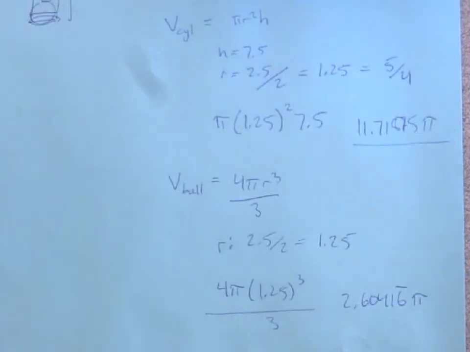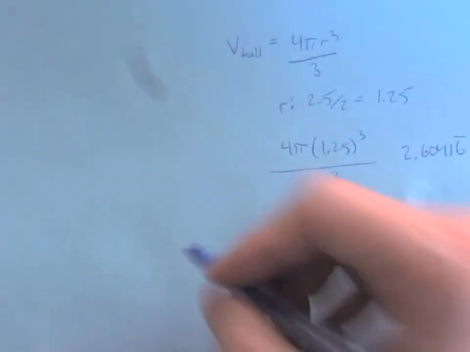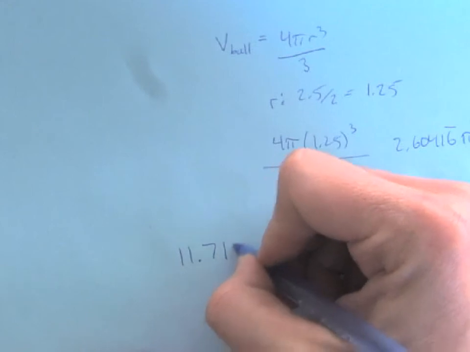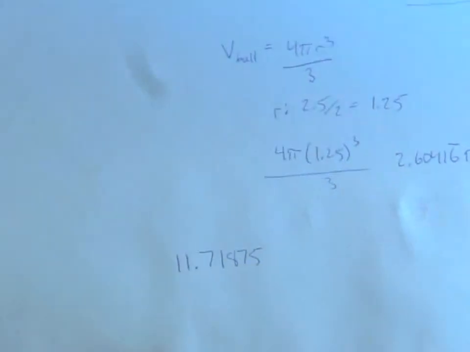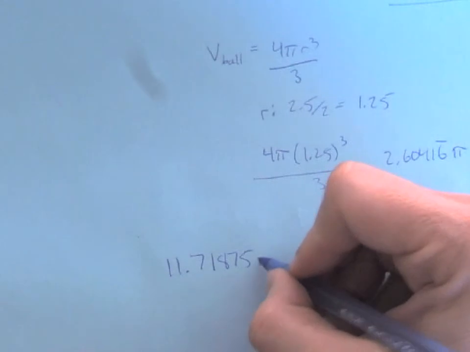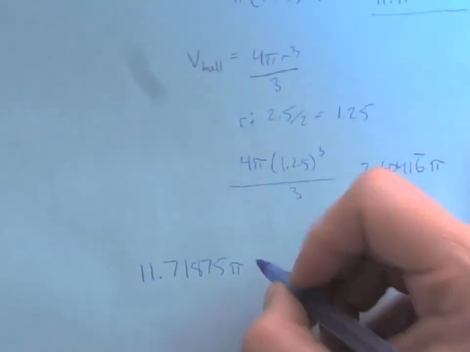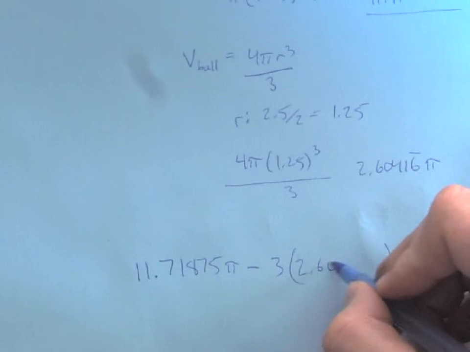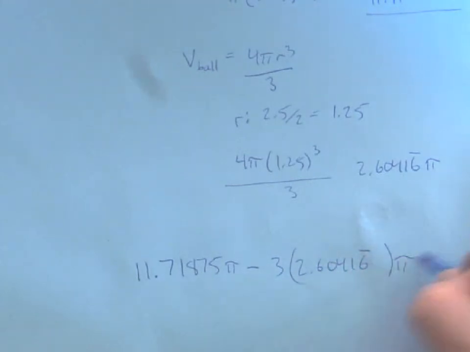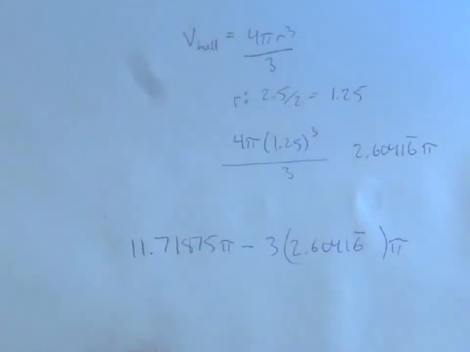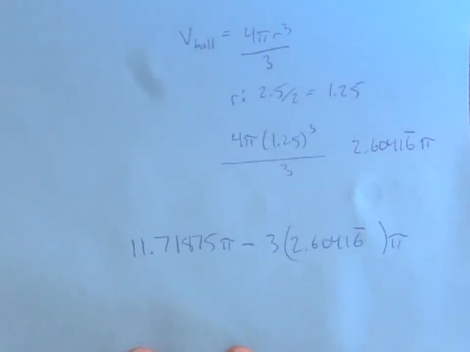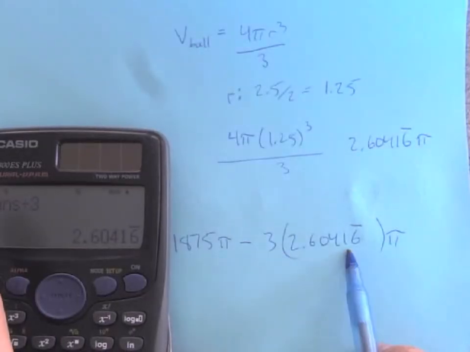So let me write this out for you and show you what we got going on. So the V cylinder is 11.71875. Now that is an exact number. That's not rounded at all. Times pi, which is going to make it irrational. And then I want to subtract 3, because there are three balls, multiplied by the volume of one of those balls, which is 2.60416 repeating times pi. Now that's a little clunky, right? If we were writing an exact answer, this wouldn't really fly. You'd want that as a fraction. But again, this 3 is going to change things up.